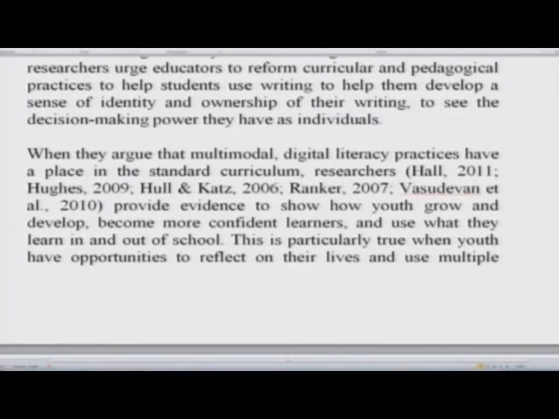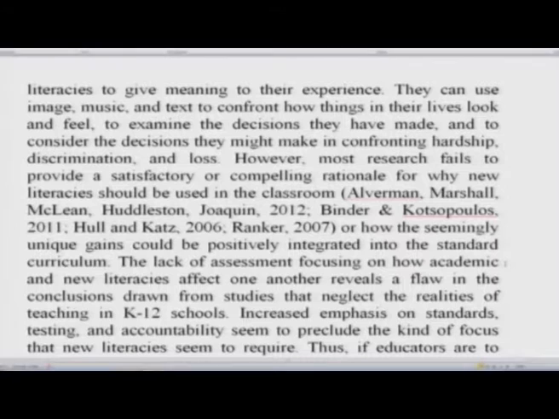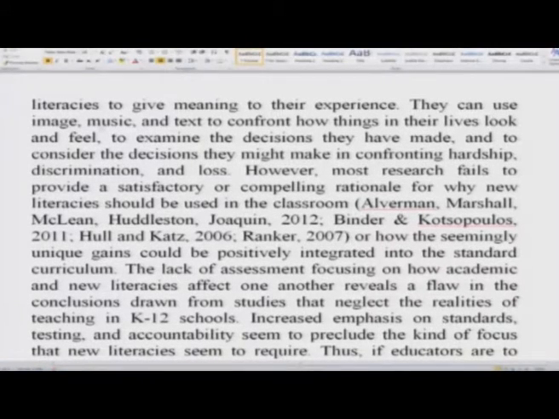This is particularly true when youth have opportunities to reflect on their lives and use multiple literacies to give meaning to their experience. They can use image, music and text to confront how things in their lives look and feel, to examine the decisions they have made and to consider the decisions they might make in confronting hardship, discrimination and loss.